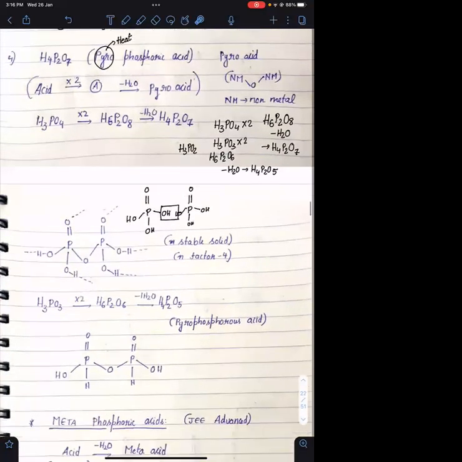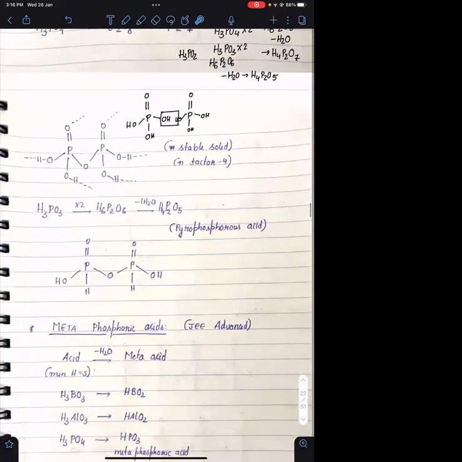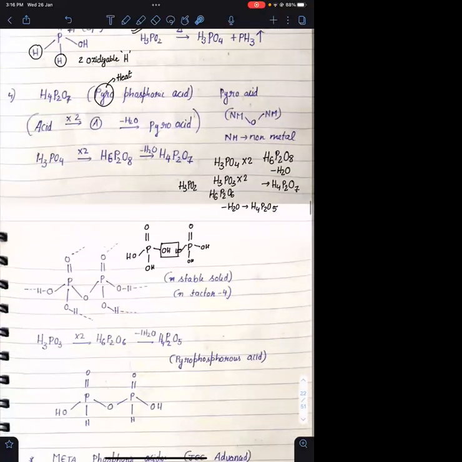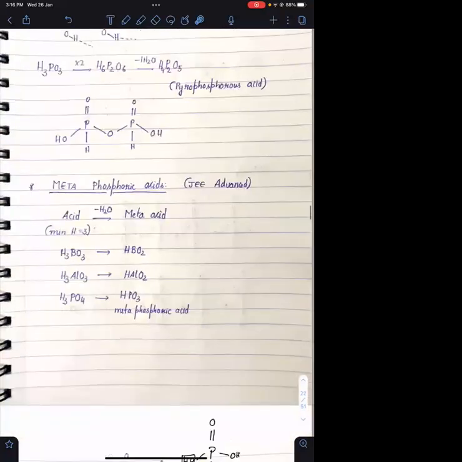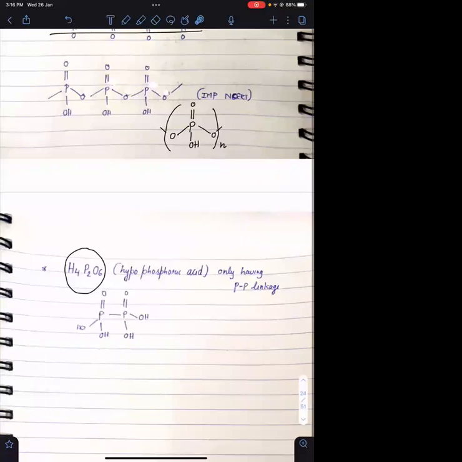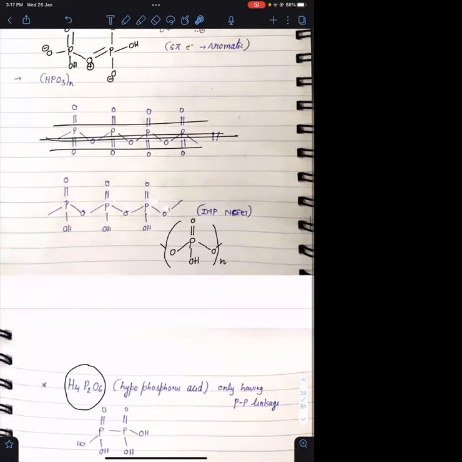Okay. So we have seen pyrophosphorus acid, we have seen pyrophosphoric acid, and we have seen an important acid, which is hypophosphoric acid. Hypophosphorus acid is H3PO2, but hypophosphoric acid is H4P2O6, which is formed from two molecules of phosphoric acid by removing OH from both and forming a P-P linkage. Only this acid of phosphorus has a P-P linkage. All the other acids of phosphorus don't have any P-P linkage. Only in this acid do you have a P-P linkage. Agreed?